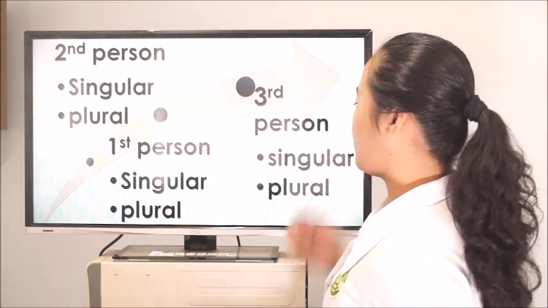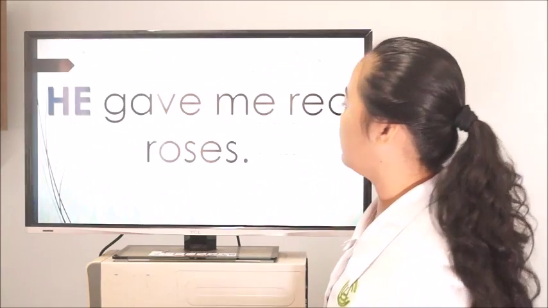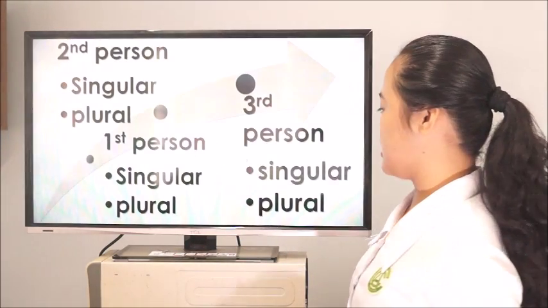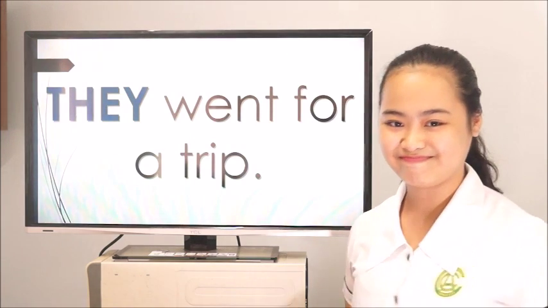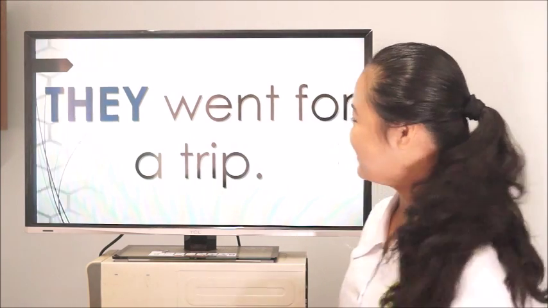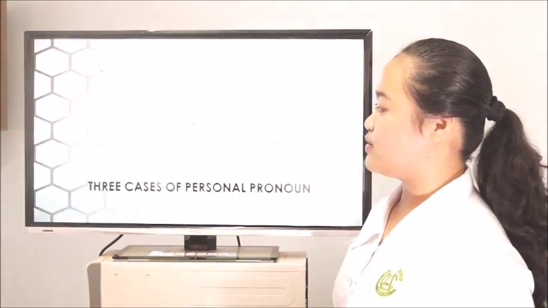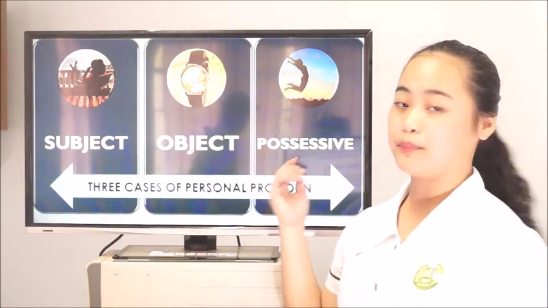Now, in the third person point of view, we have the singular sentence. In the singular sentence, he gave me red roses. Next, in the plural form, they went for a trip. So, personal pronouns can come in three cases, as the subject, object, and possessive.